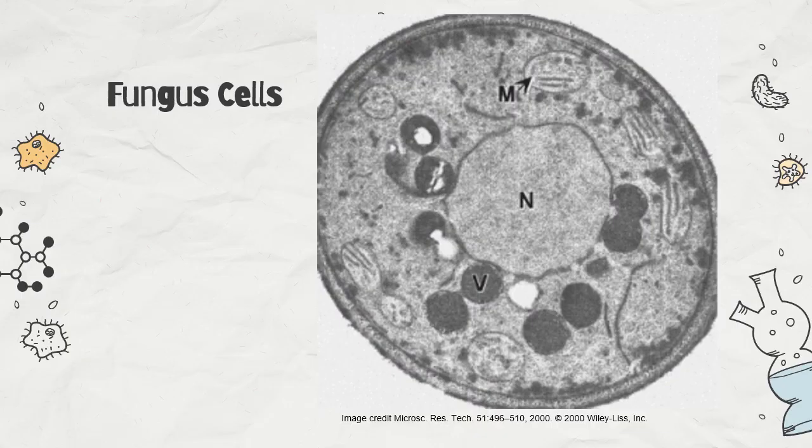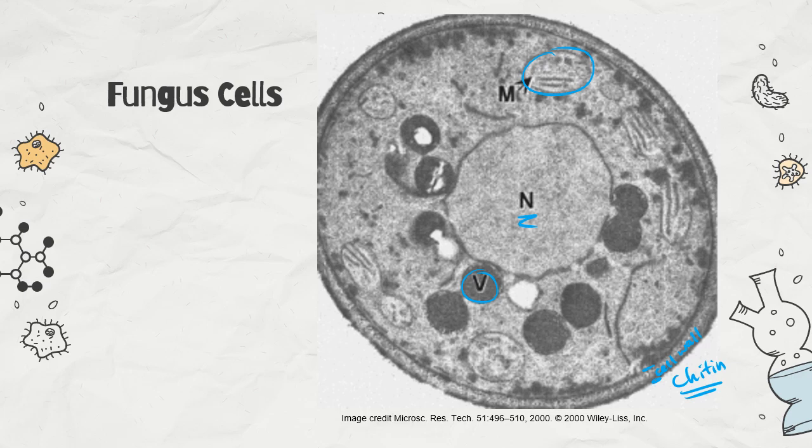Here is a fungus cell. This is actually a yeast cell. Mitochondria, we've got a nucleus, we've got some vacuoles. There is also a cell wall. It's a different kind of substance. This cell wall is chitin. The cell wall of the plant cell was cellulose.